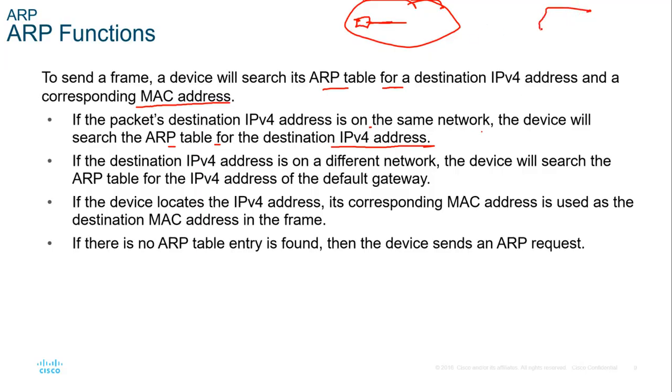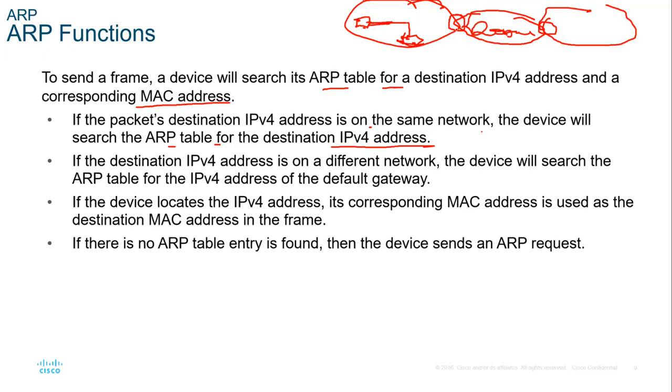Let me assume that this is the router, and then this is another network. So here we have the other computers. On the same network, it will just search for the IP address of the exact destination device. But if it is on a different network, then the device will search the ARP table for the IP address of the default gateway. Now the default gateway of this network is this. For this other network, it's this.